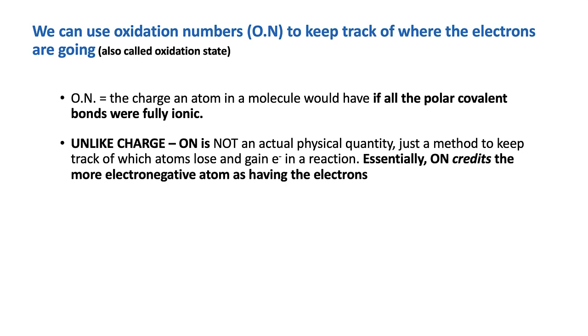We are basically crediting the electronegative atom as having the electrons. But as we know from our study of polar covalent bonds, it's not the same as a full separation of charge. In other words, if we have HF, this has a partial negative charge on fluorine and a partial positive charge on hydrogen, and it has a net dipole.